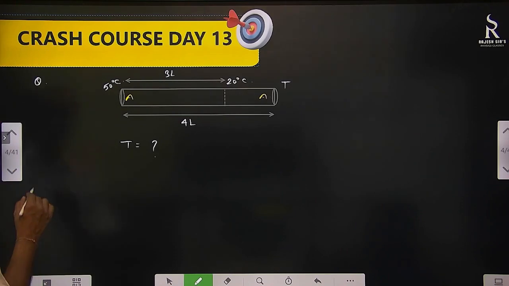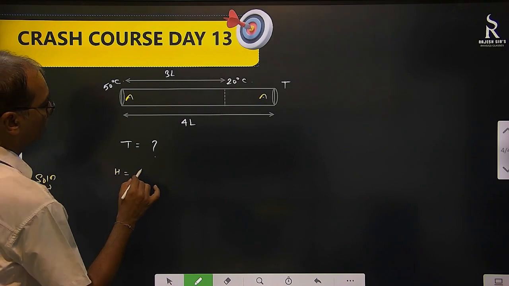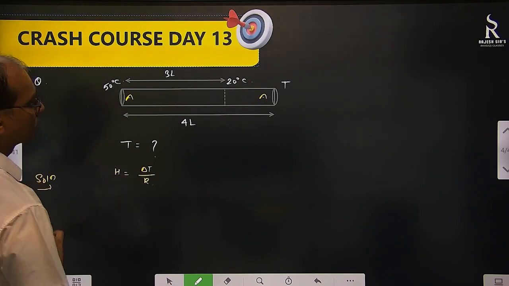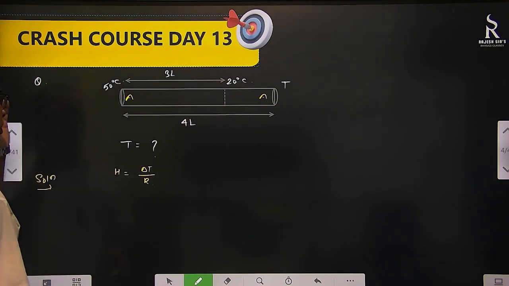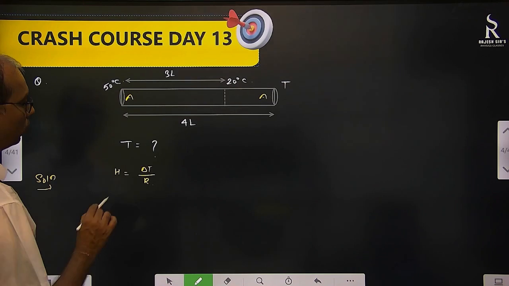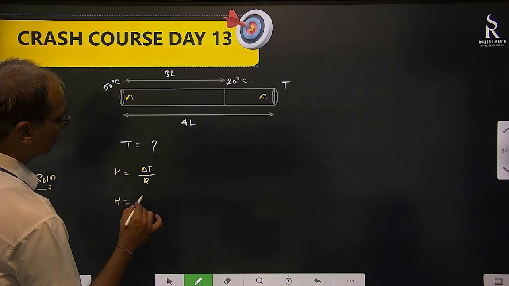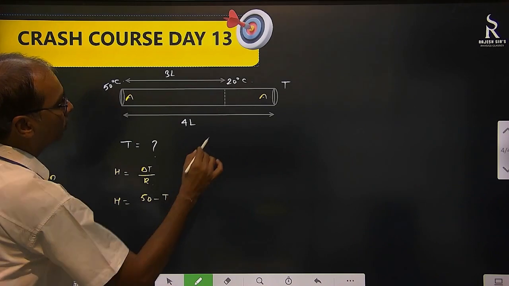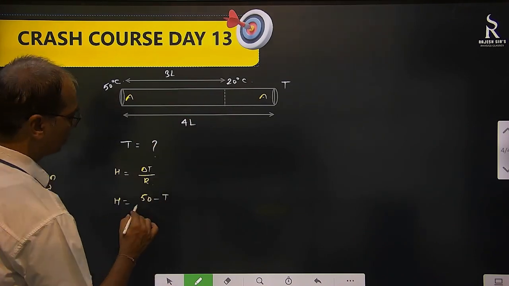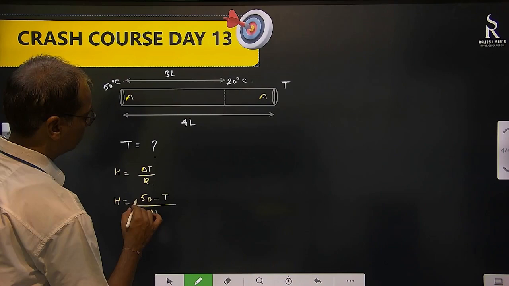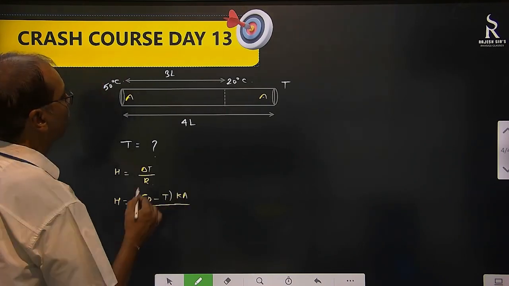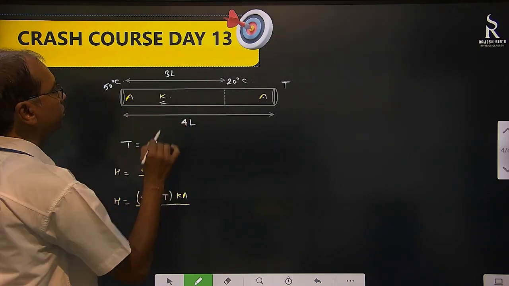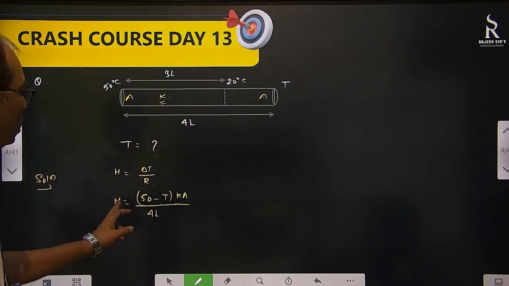So now what to do? Same formula, H equal to delta T by R. Same heat will flow from here to here throughout. What we have to find? Let's write that first. This is 50. Here temperature is T. So delta T is 50 minus T, by 4L into Ka. Thermal conductivity assume as K. In this one we have to find T.